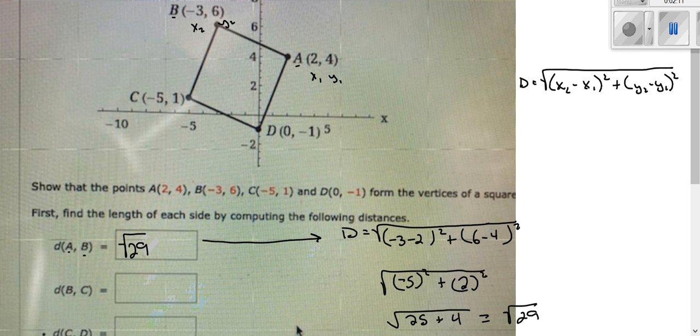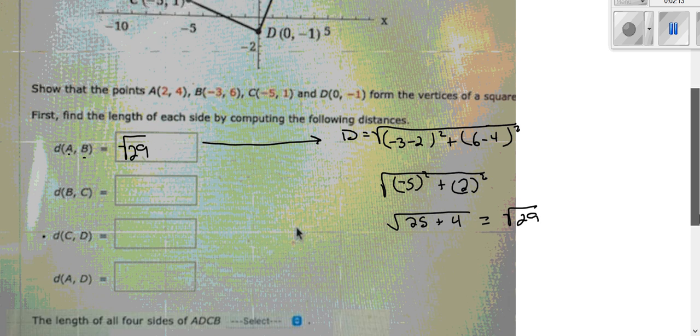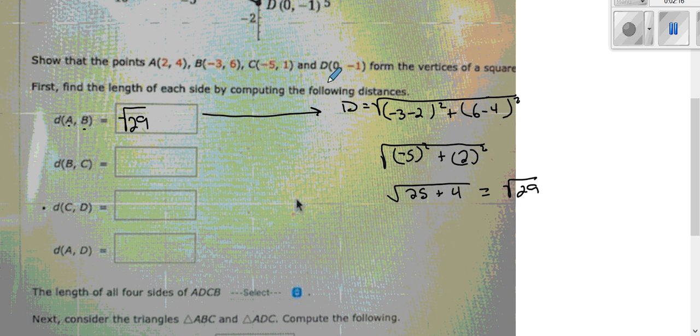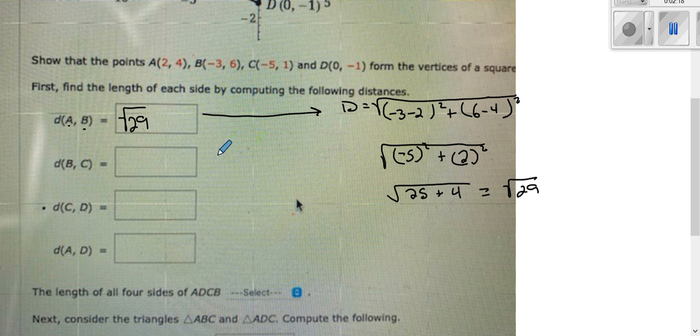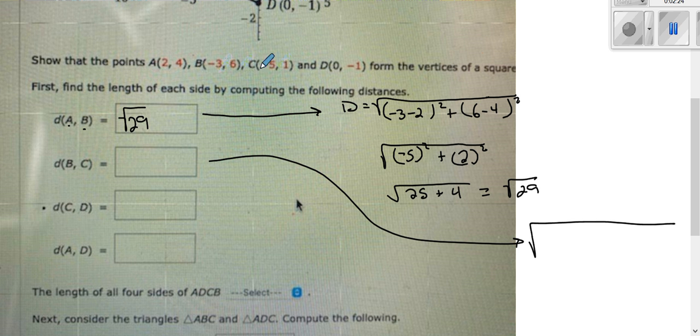Okay? Let's try the next one here. B and C. Let's do this one right here. BC, so square root. And again, you could label them if you wanted to. Second point, x and y. So negative 5 minus a negative 3, and then 1 minus 6.